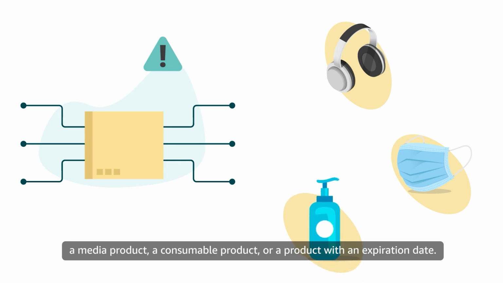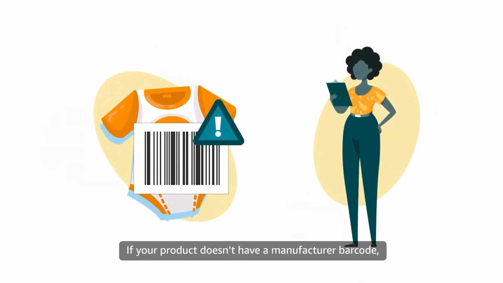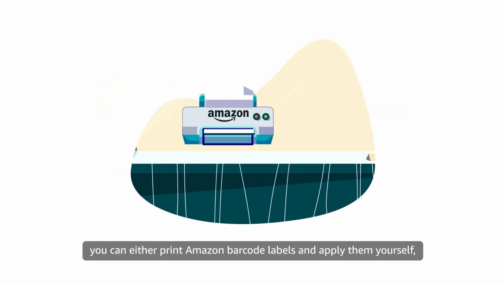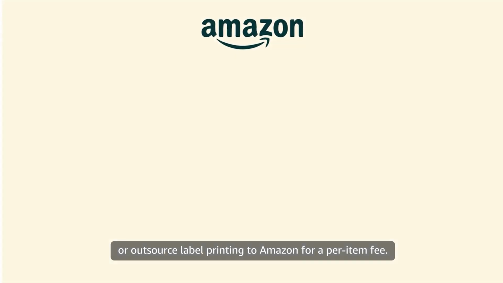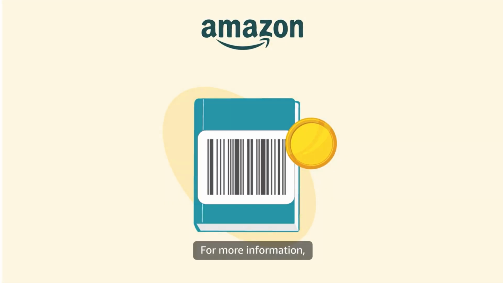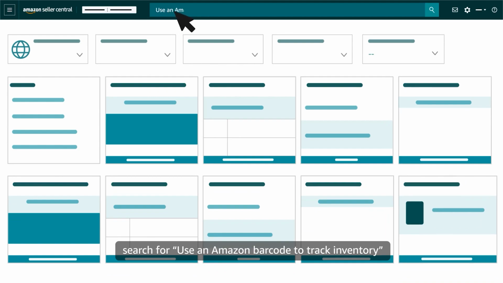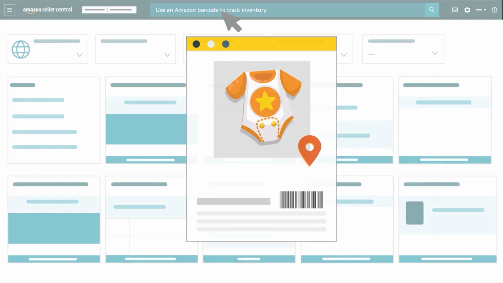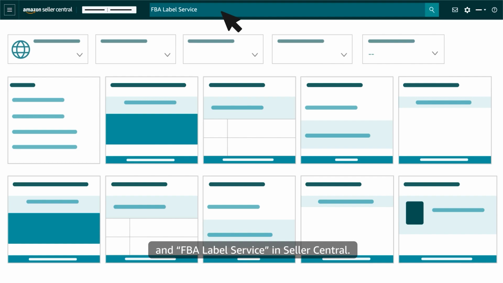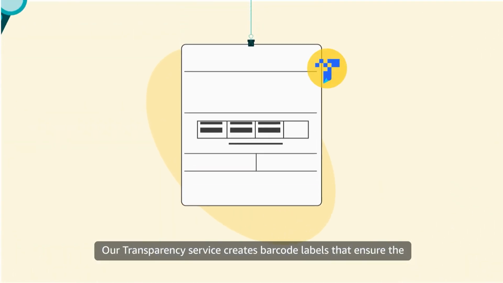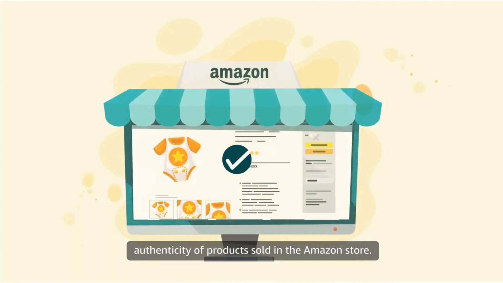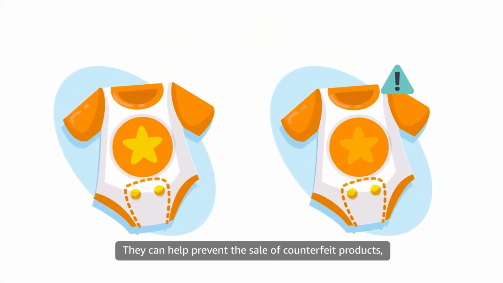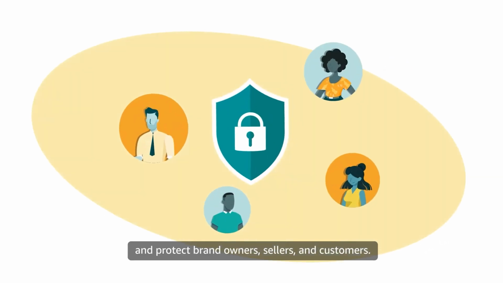If your product doesn't have a manufacturer barcode, you can either print Amazon barcode labels and apply them yourself, or outsource label printing to Amazon for a per-item fee. For more information, search for Use an Amazon barcode to track inventory and FBA label service in Seller Central. Our transparency service creates barcode labels that ensure the authenticity of products sold in the Amazon store. They can help prevent the sale of counterfeit products and protect brand owners, sellers, and customers.